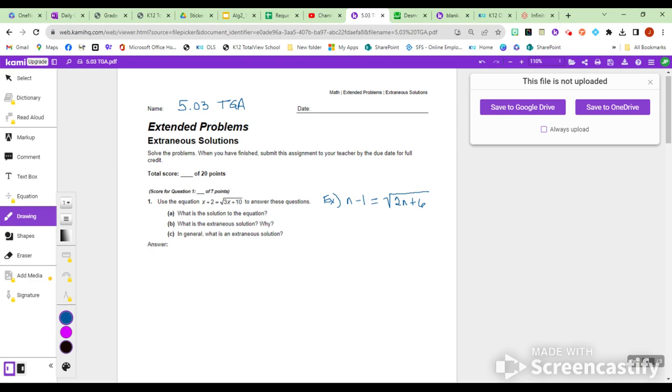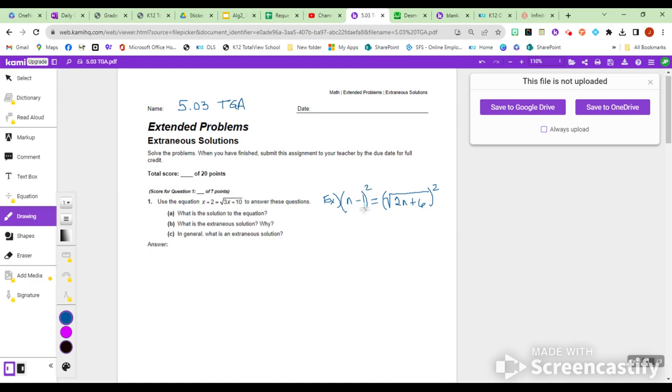So I made an example of something similar to number one, and we are solving for n. We do want to make sure that our radical is isolated on either the left or the right-hand side of the equation. So it is isolated on the right-hand side. Since it is a square root, to remove a square root, we're going to square both sides. If I had a cube root, then I would cube both sides and so forth. So I'm going to start by squaring both sides.